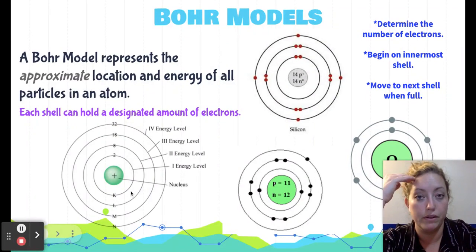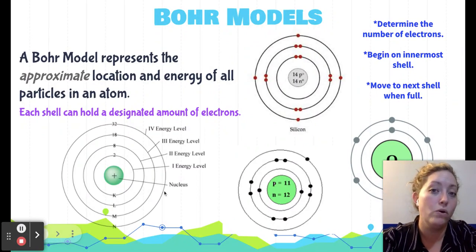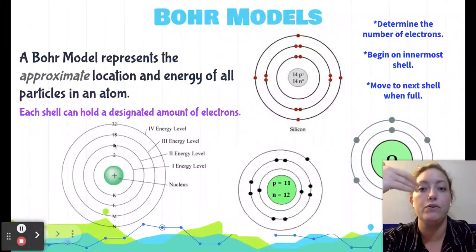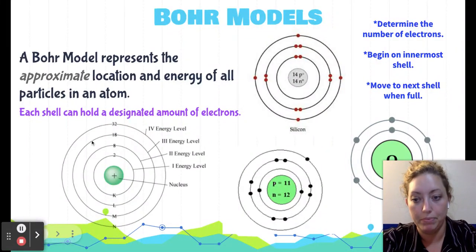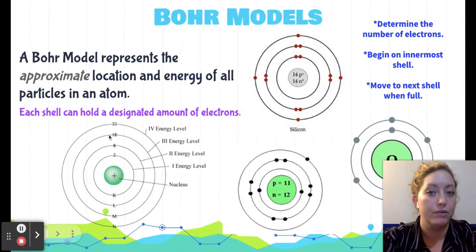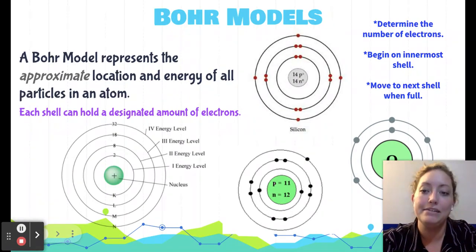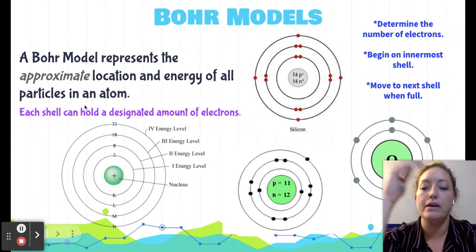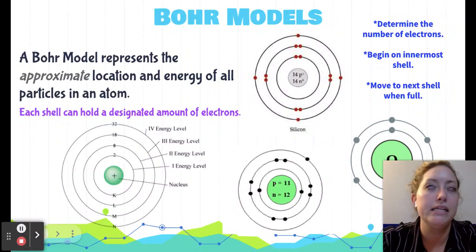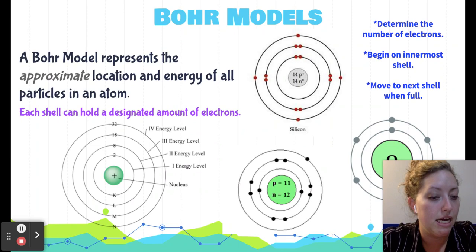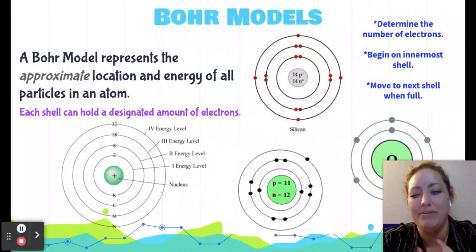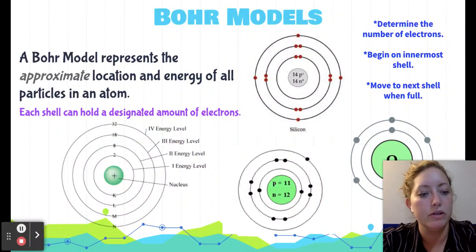It can only fit 2 on the inside. So the innermost ring holds 2. The next ring can hold up to 8. So if you have 8 more, they would be placed on that ring. The following ring can hold up to 18 and then up to 32. Technically, I believe the 5th ring could hold 50. Don't quote me on that, but nobody draws Bohr models larger than this because that will get you pretty far down on the periodic table.